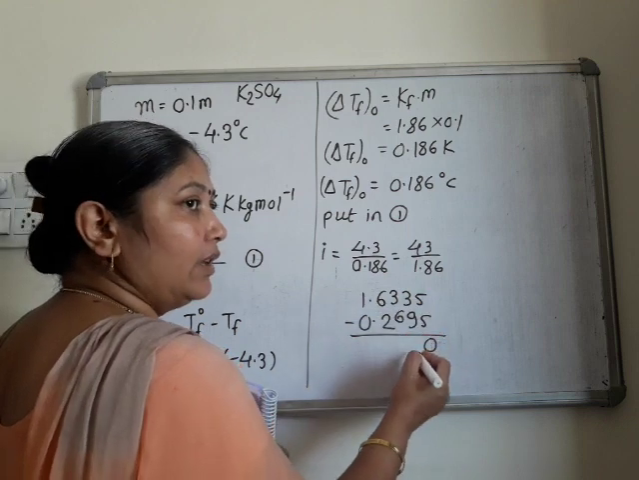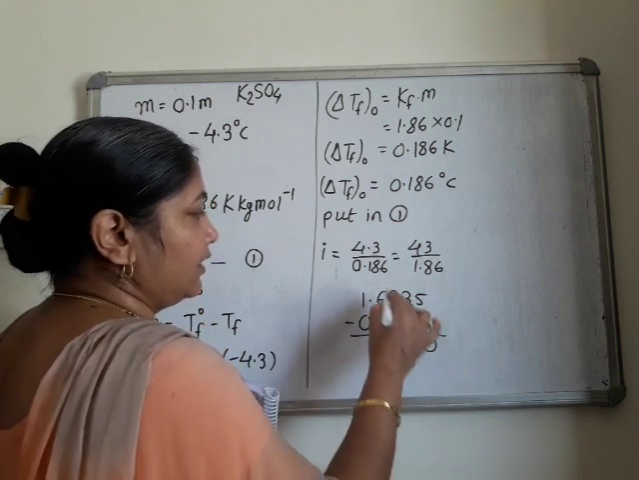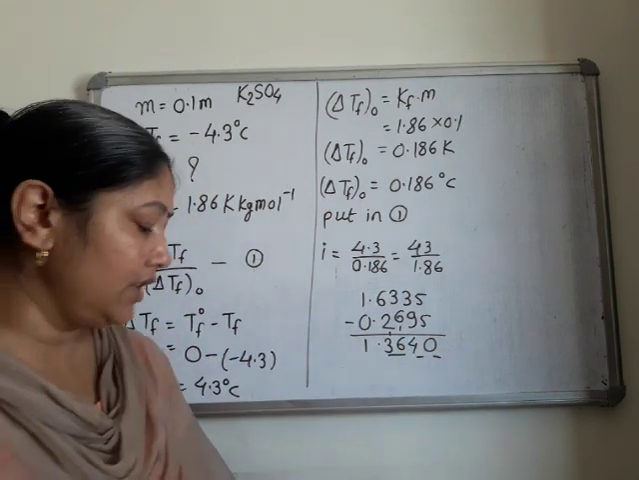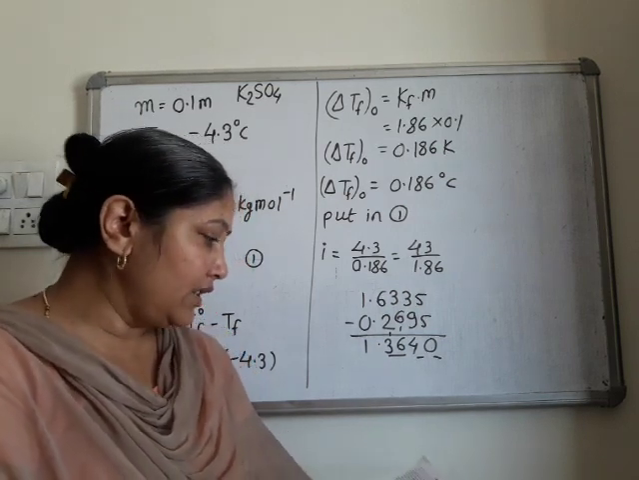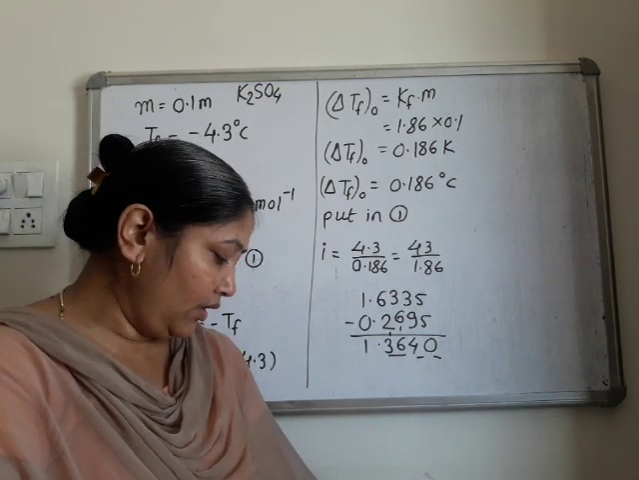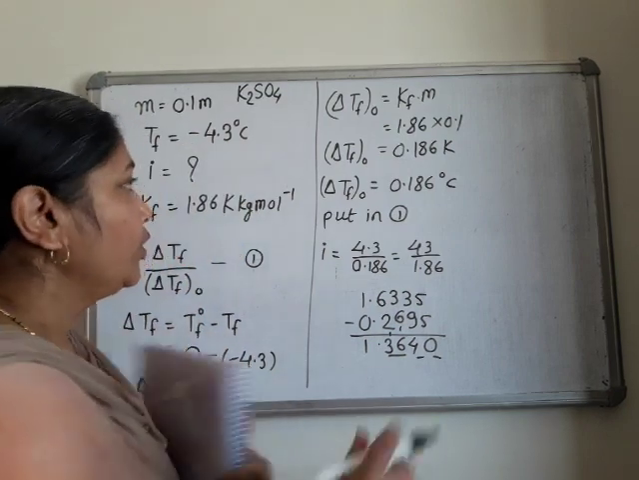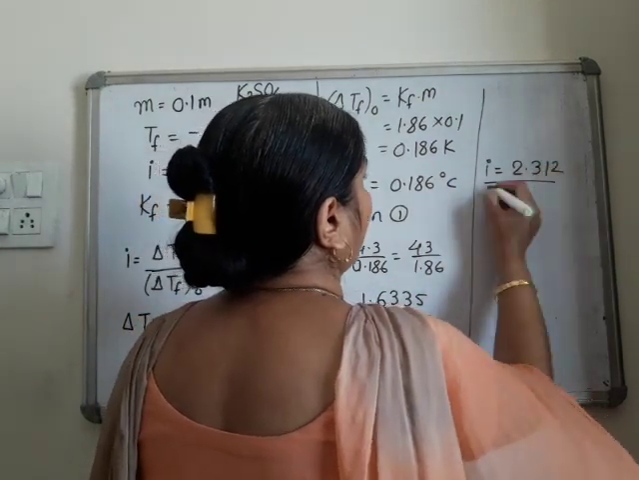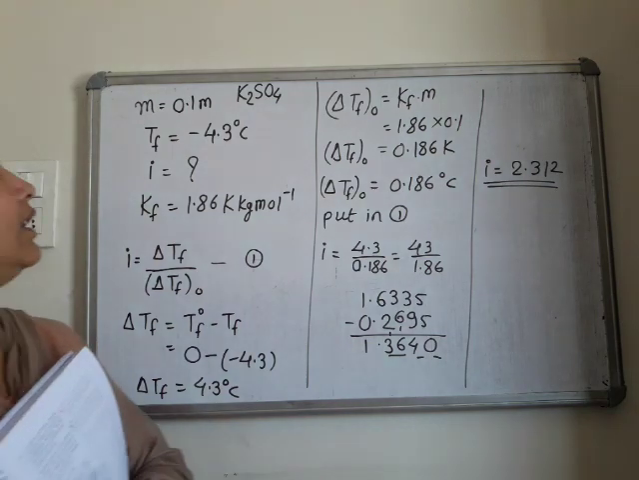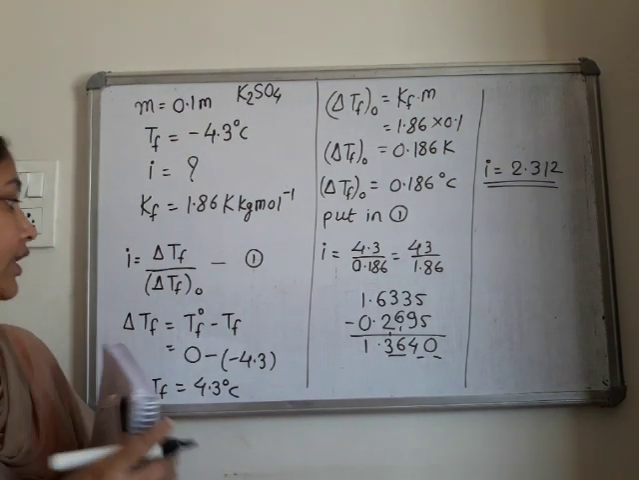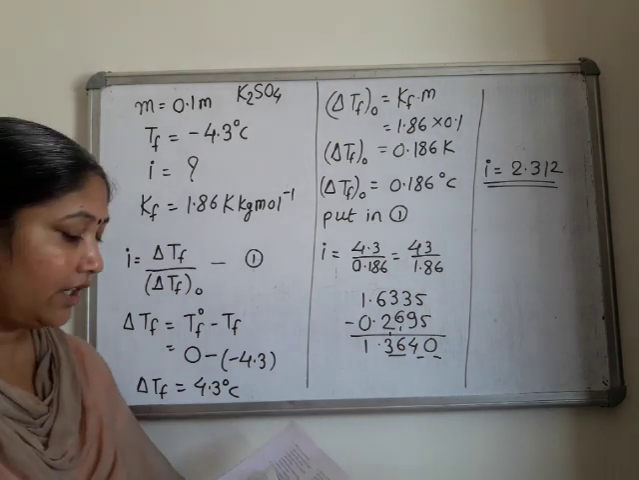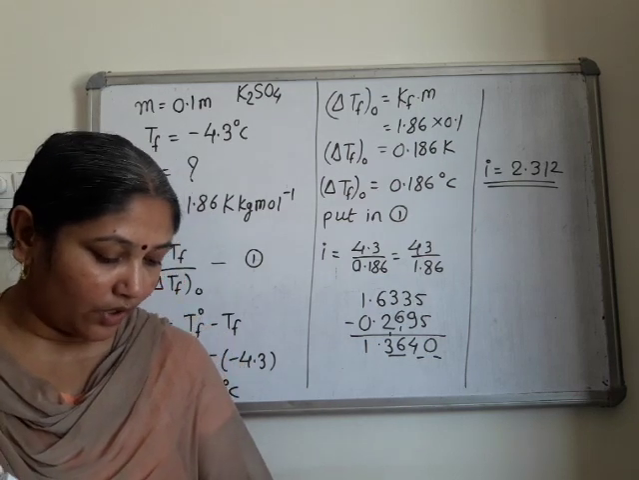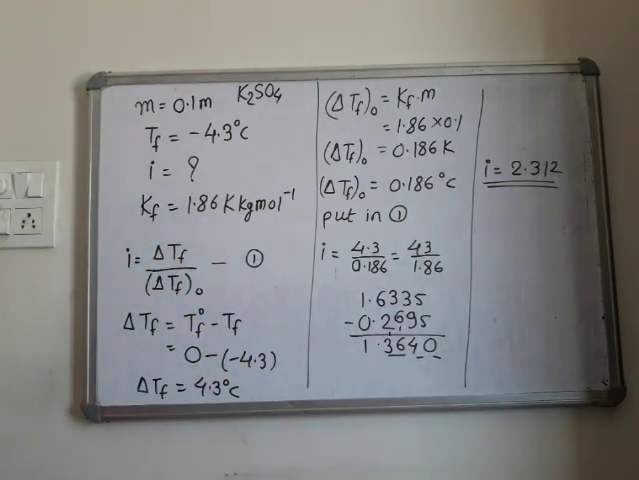So this is 0.3640. Taking the antilog of this, 0.3640 gives 2312. So we get the i value as 2.312. This is the answer. From the freezing point depression experiment we have calculated the value of i, and that is 2.312. Okay, next question. Read this, complete this, and then take down the next question.